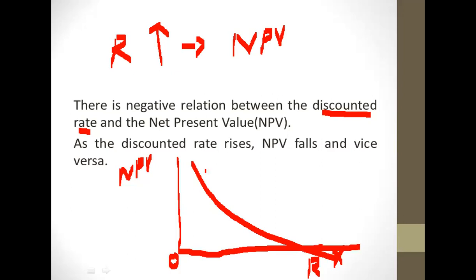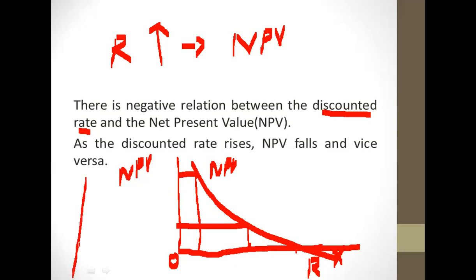This curve is an NPV curve. This curve shows that there is a negative relation between the rate of interest or discounted rate and the NPV. If your rate of interest is less, you will have a high NPV. But if your rate of interest is high, this much, then you will have a less NPV. Sometimes, I will explain in another slide, your NPV can be 0 also.